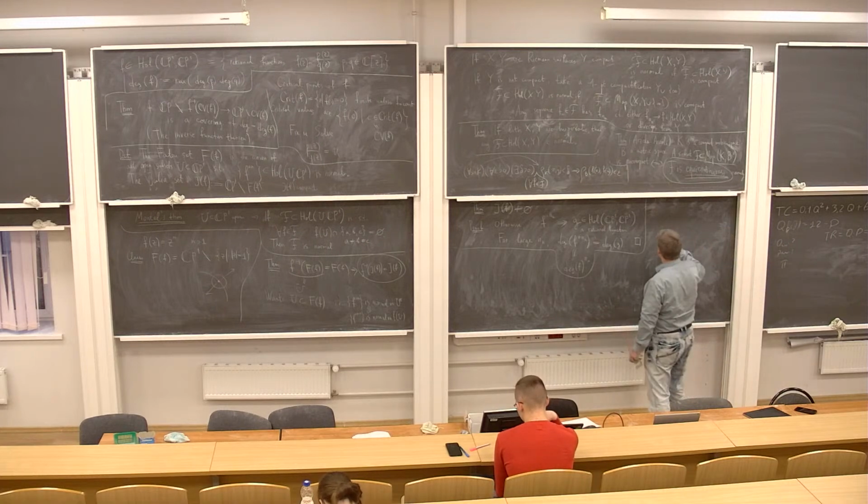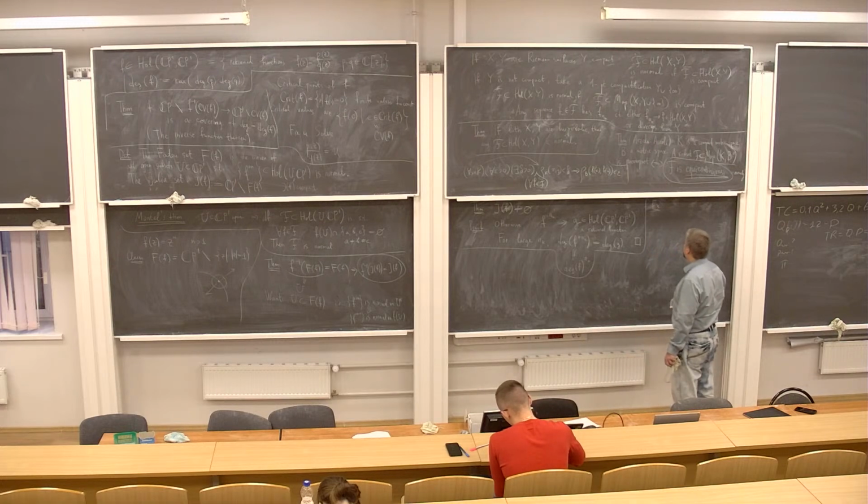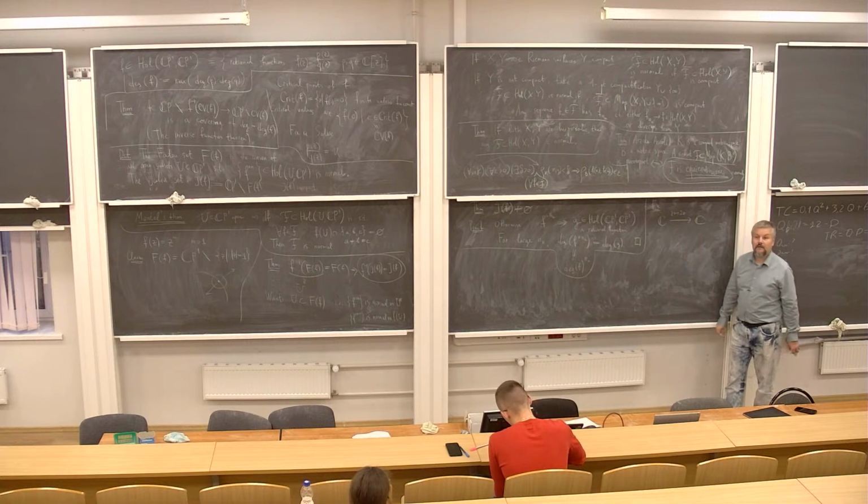So there is an example where the Fatou set is empty. Let me describe this example. Let's consider the linear map z goes to 2z. This linear map is from C to itself. Is that okay?